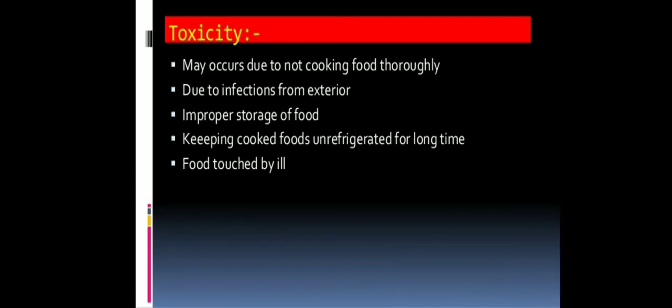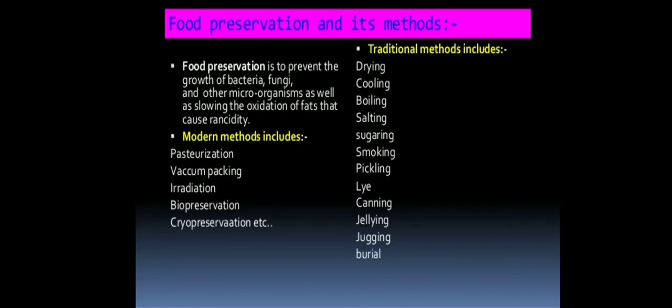Next is the toxicity. Toxicity may occur due to not cooking food thoroughly, due to infection from exterior, improper storage of food, ठीक है, keeping cooked food unrefrigerated for long time and food touched by ill people. ठीक है, सो क्या होता है, टॉक्सिसिटी हो जाती है इन सभी केसेस में.